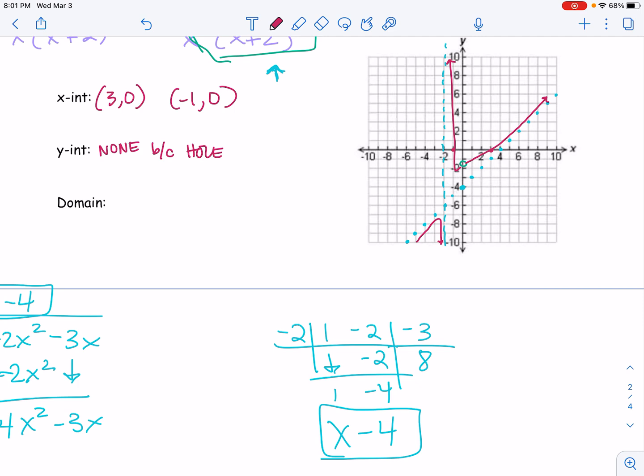So what affects my domain? Vertical asymptotes and holes. I have both of those. The first one I encounter is that vertical asymptote at negative 2. The second one I encounter is the hole at 0.